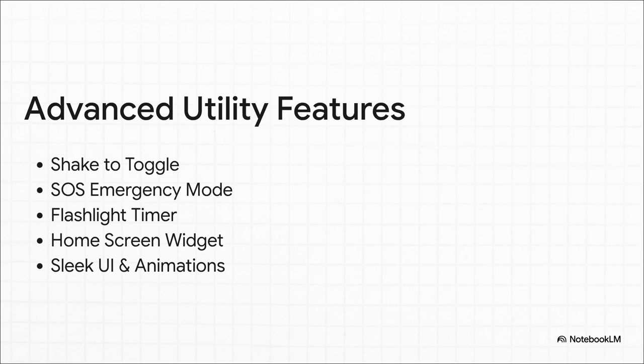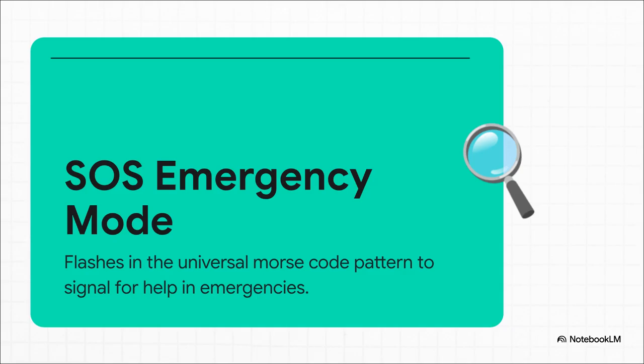But one feature in particular really stands out. Take a look at this: SOS mode. Now, this isn't just a random blinking light. No, this is a precisely engineered safety feature. It flashes in the universal Morse code pattern for help. A feature like this could literally be a life-saving tool. And to get that right, you need some serious precision.